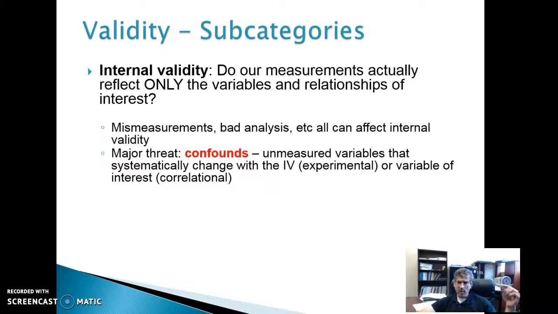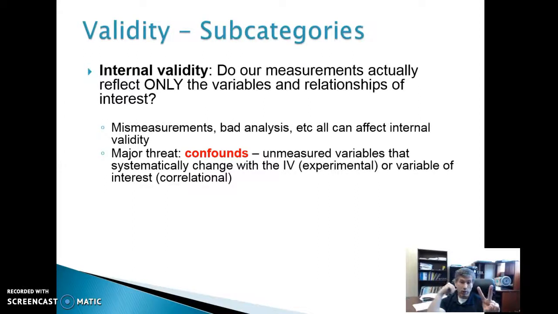A confound is any variable that you aren't measuring or manipulating that changes at the same time the independent variable does in an experiment, or in a correlational study at the same time as the variable of interest. Here's why that's important. Let's say I'm trying to manipulate an independent variable. To be sure that IV is causing changes in the DV, that needs to be the only consistent difference between my conditions.